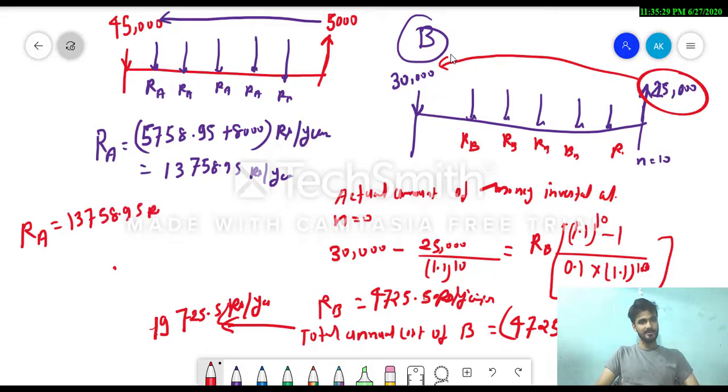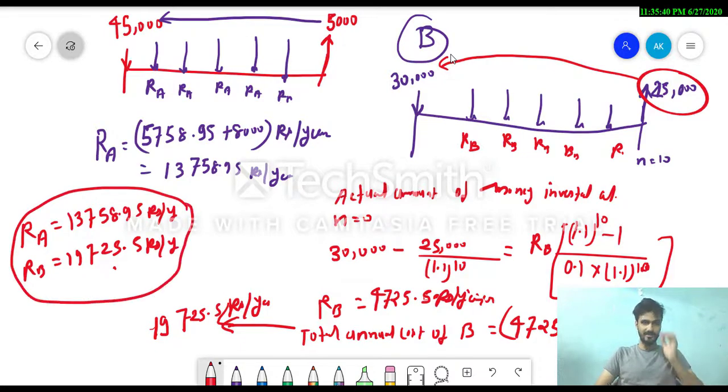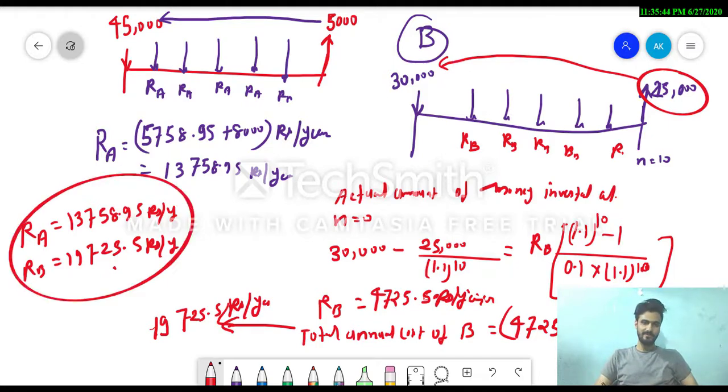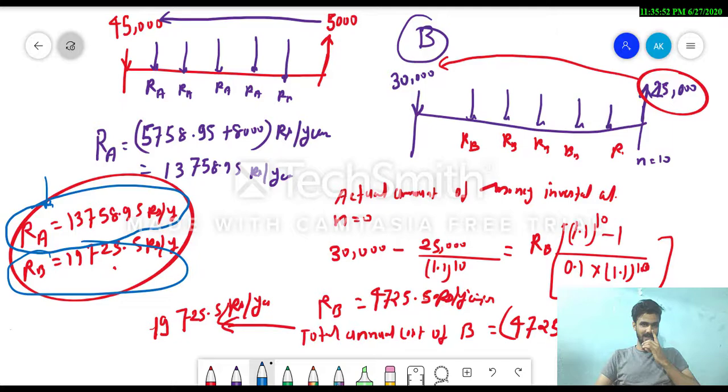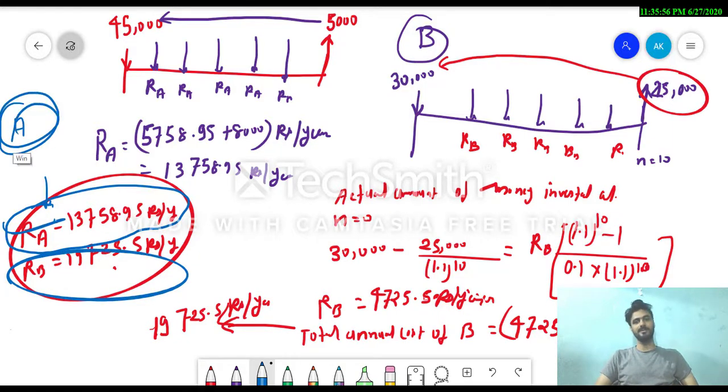So my dear students, from this numerical we have got RA equal to 13,758.95 rupees per year, and you will be getting the value of RB equal to 19725.5 rupees per year. That is our main concern, and I have already told you in the earlier example, the project having less annual cost is more attractive as compared to the project having more annual cost. So RA is having less annual cost as compared to RB. So which project will be more attractive? A will be more attractive as compared to project B.